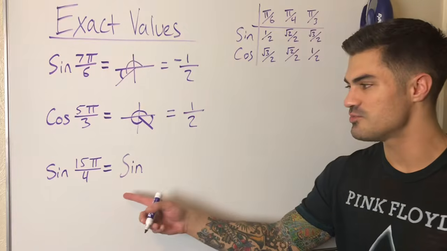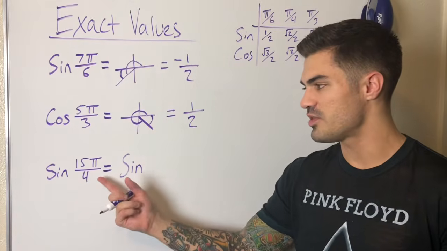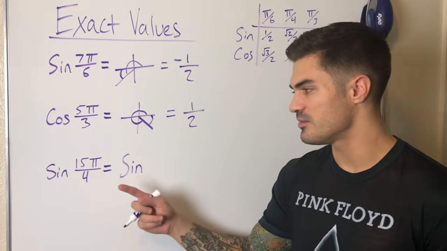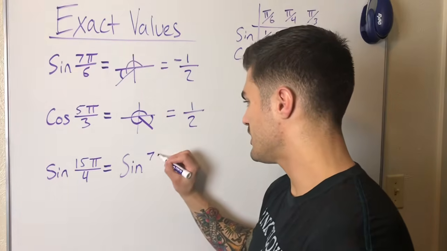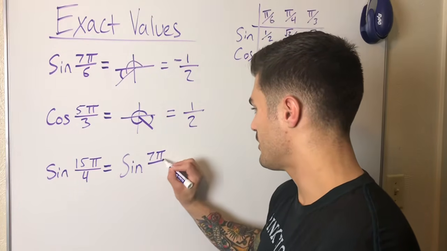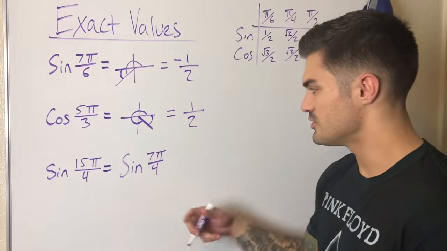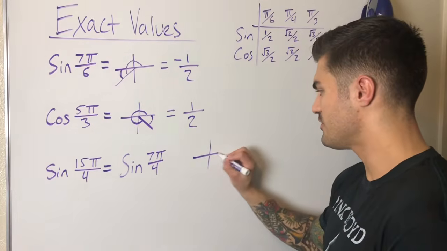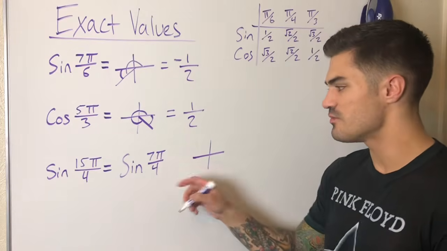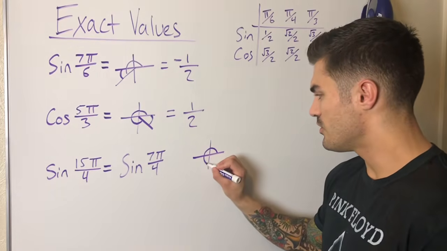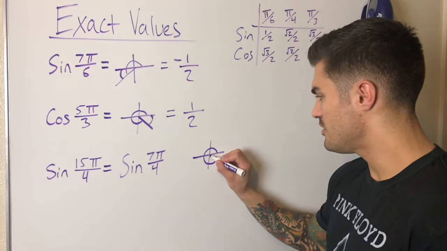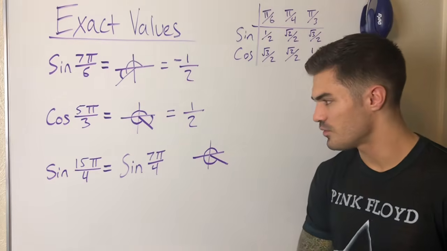So if I subtract 2 pi, that's like subtracting 8 pi over 4, right? Finding a common denominator. So really what I'm finding is the sine of 7 pi over 4. I've subtracted 2 pi, now it's between 0 and 2 pi. Now I can draw it and find my reference angle and find the value of it. So 7 pi over 4, I'm going around to about here. That's 7 pi over 4.